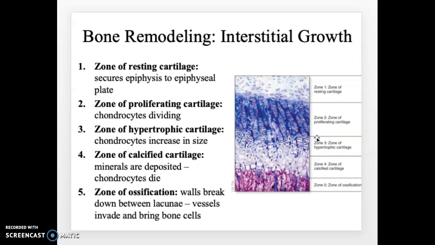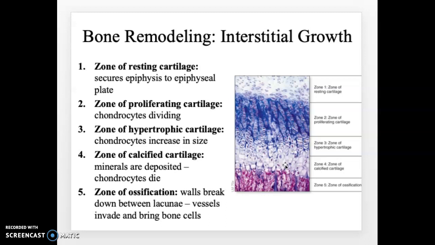Next is the zone of hypertrophic cartilage. If you remember, hypertrophy is increase in cell size. So the cells replicate in zone 2, and then in zone 3, they increase in size. The combination of these two is what gives bone their length.